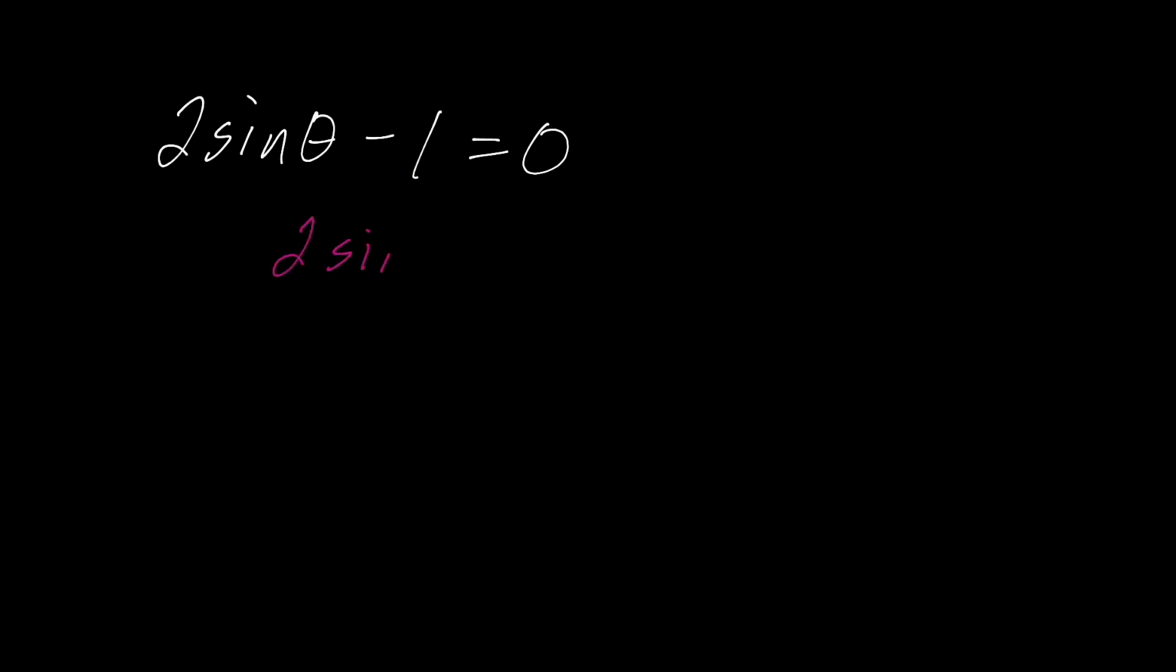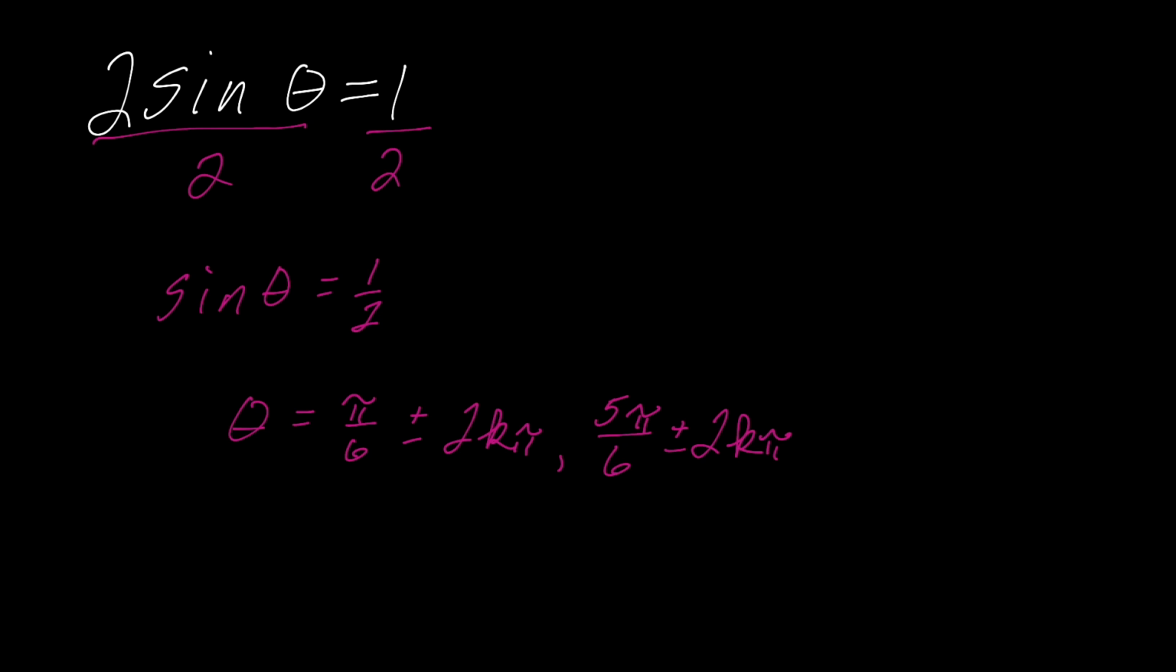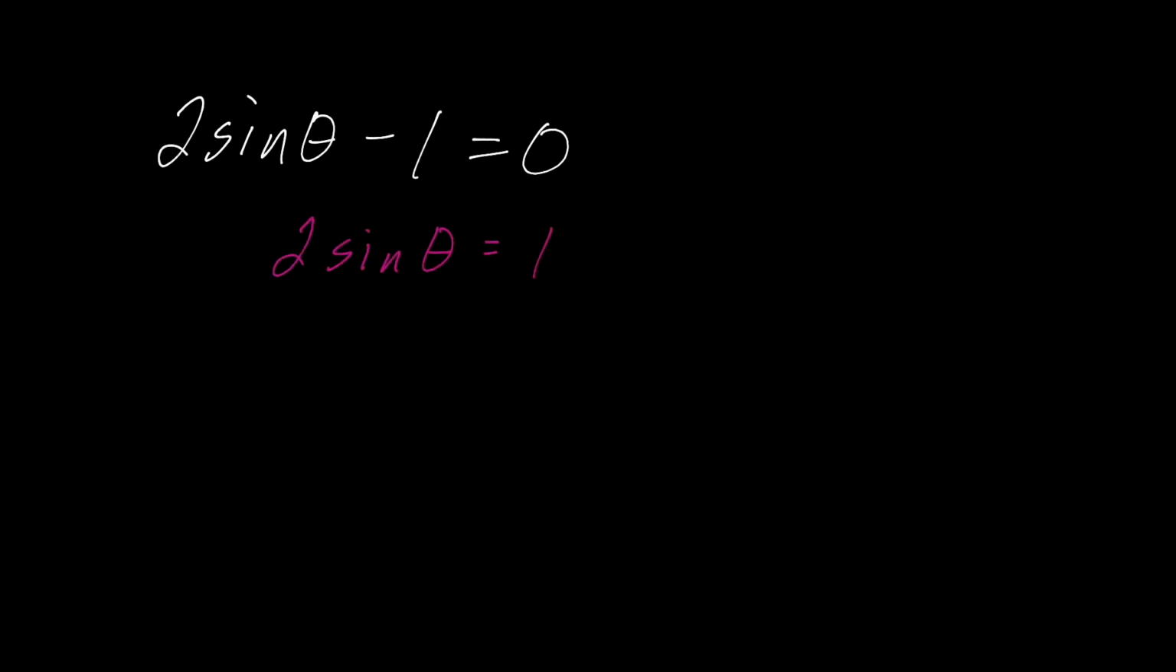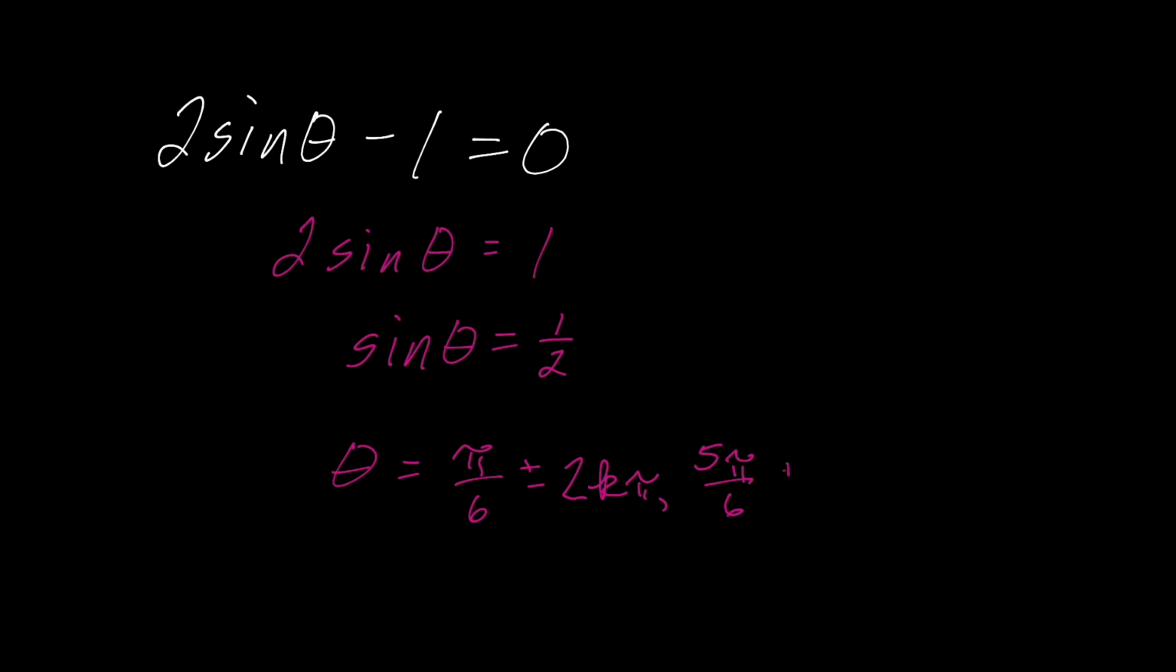The first thing we do is add 1 on both sides. Now we're looking at something very similar to the previous one. So now we just divide both sides by 2 and get the sine of theta equals 1/2. Now we already know 30 degrees, which is pi over 6, plus or minus 2k pi, and 5 pi over 6, plus or minus 2k pi.